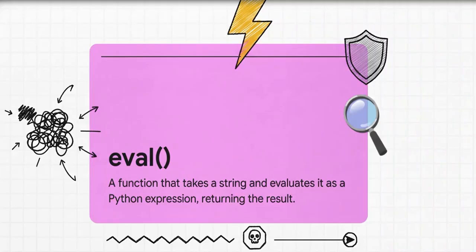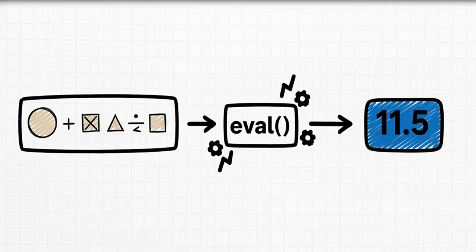But, and this is a big but, you have to be really careful with it. Think of it like a power tool. Super useful, but potentially dangerous. What eval does is take a string and run it as if it were a line of Python code. You can probably see why that might be a security risk if you're not controlling the input. But check out what it can do.